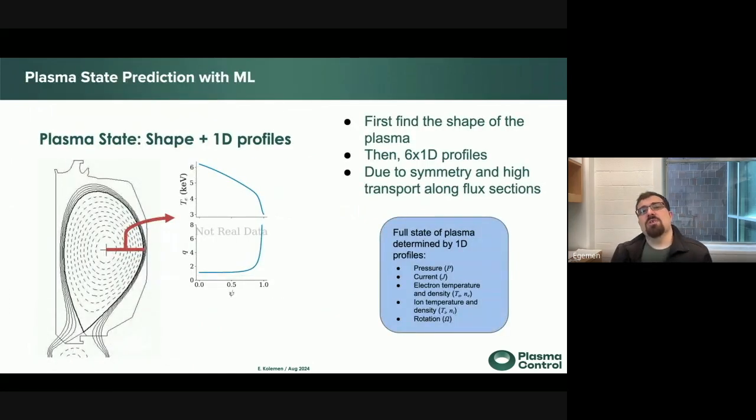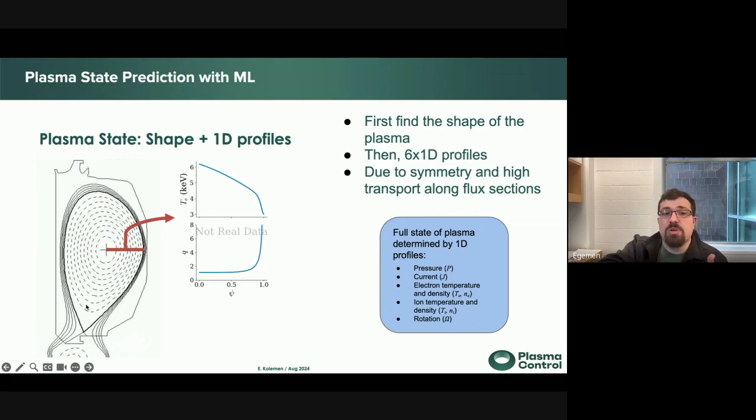So first I'll tell what is the state of the plasma. We have to first find the state of the plasma and see if it's stable or not, right? That's the thing. So the state of the plasma can be simplified to the shape of the plasma plus 1D profiles. So what do I mean? This is the plasma cross-section. When I say the shape, I'm talking about these nested surfaces. These nested surfaces are where ions basically are gyrating around. They're kind of confined to these surfaces.